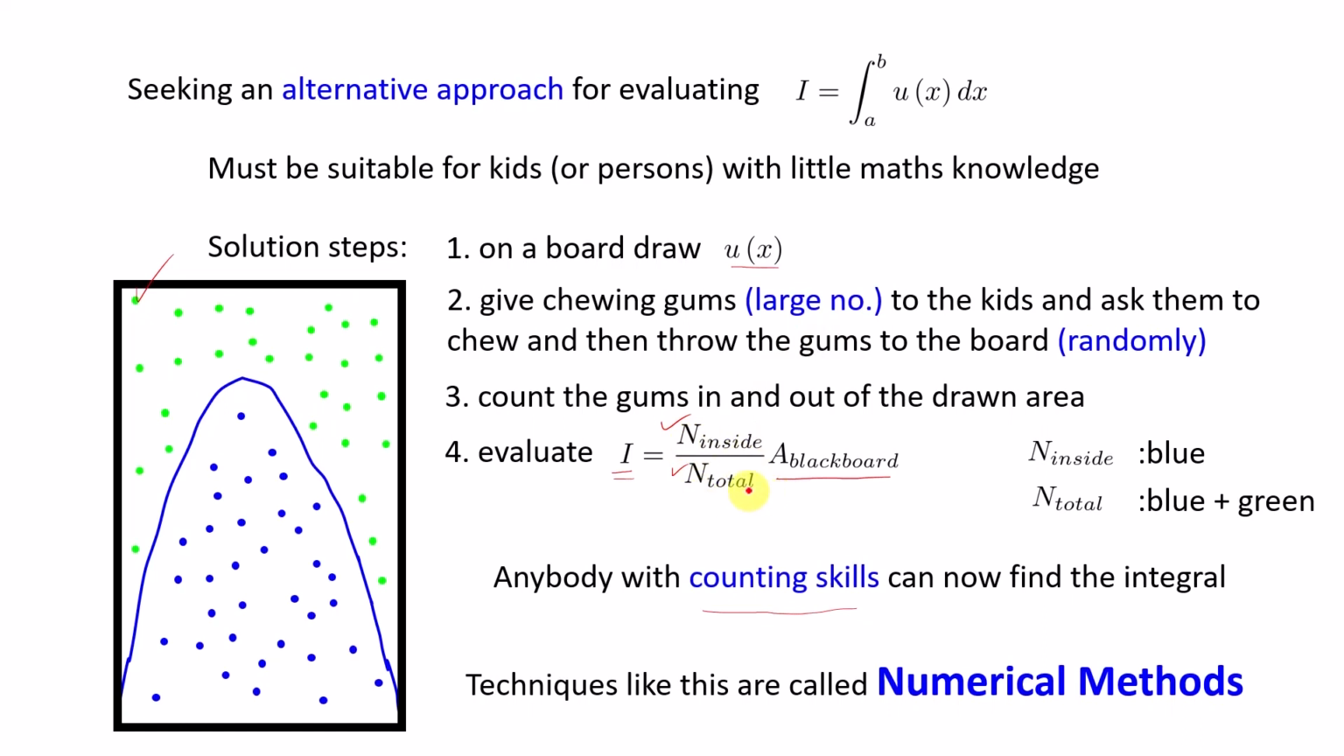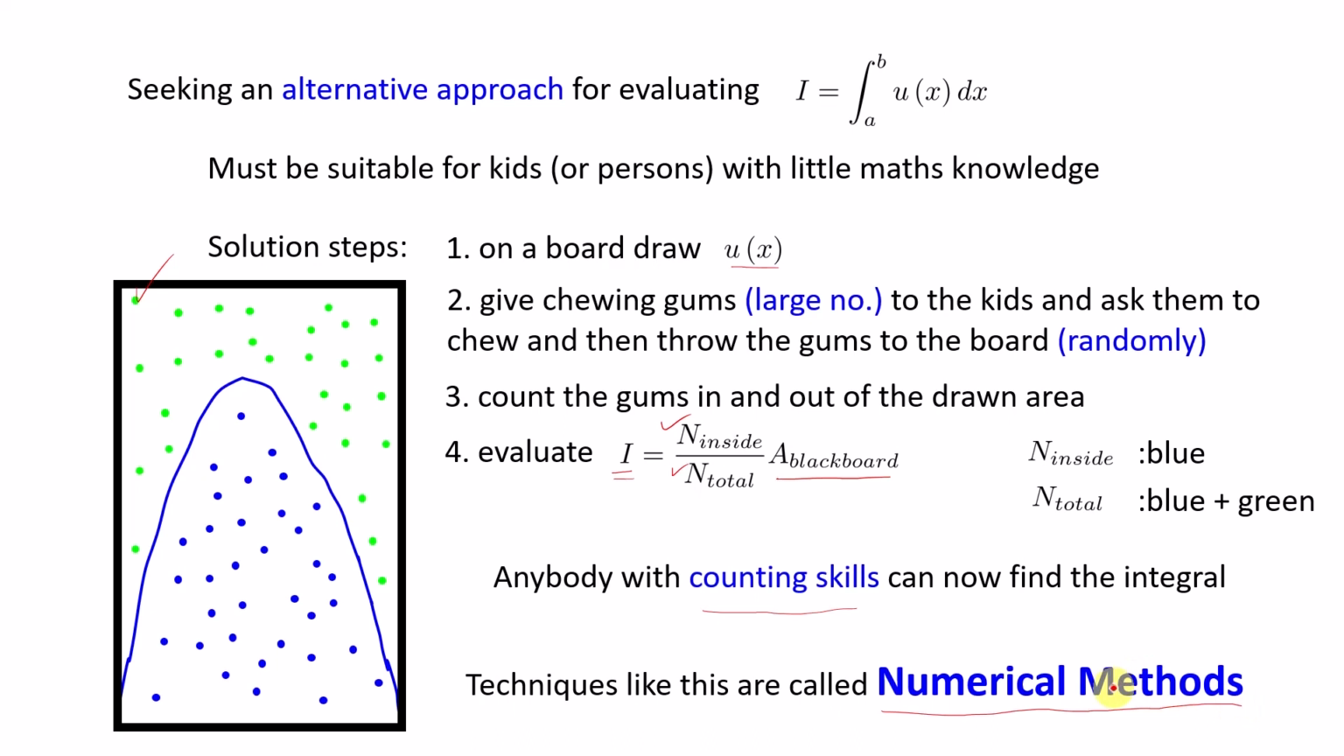This is simply a counting exercise, and this n inside by n total multiplied by a blackboard, that is what it is, that is the area. So what you need is counting, a division and a multiplication. And even if you do the division and the multiplication and you ask someone who cannot even do the division and multiplication to count it, then the integral can be evaluated like that. So this is the technique of finding an integral, and this comes under the umbrella of numerical method.